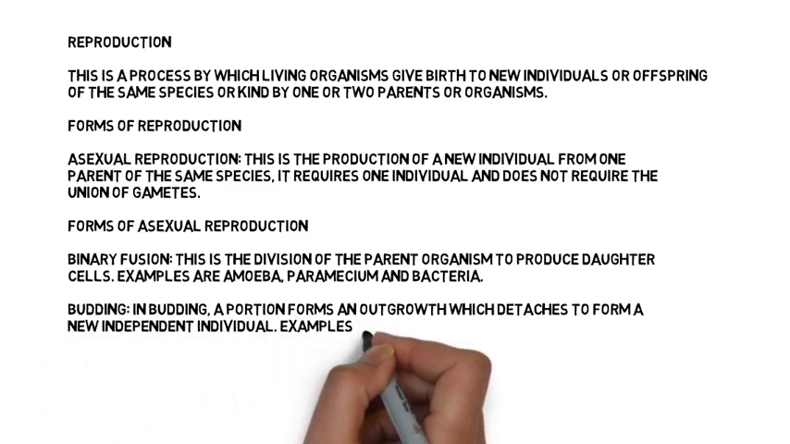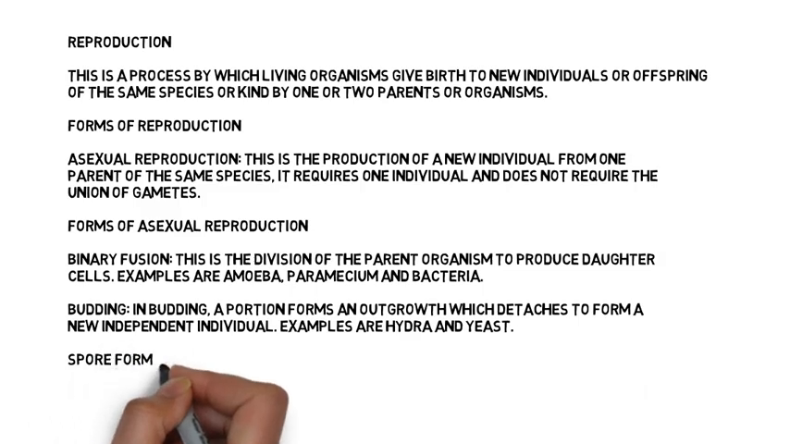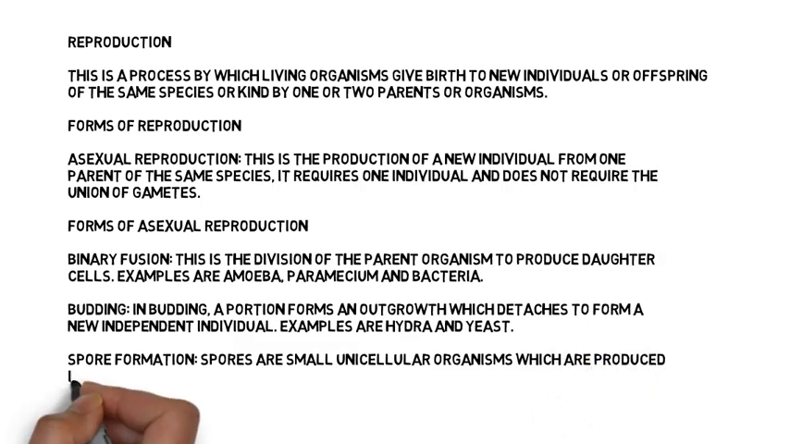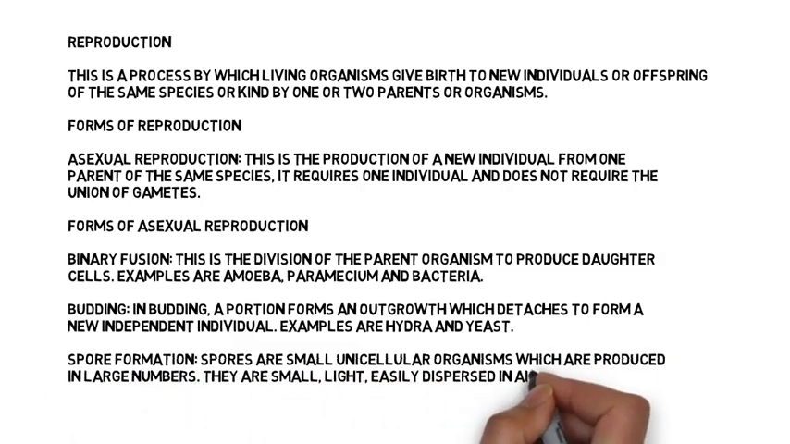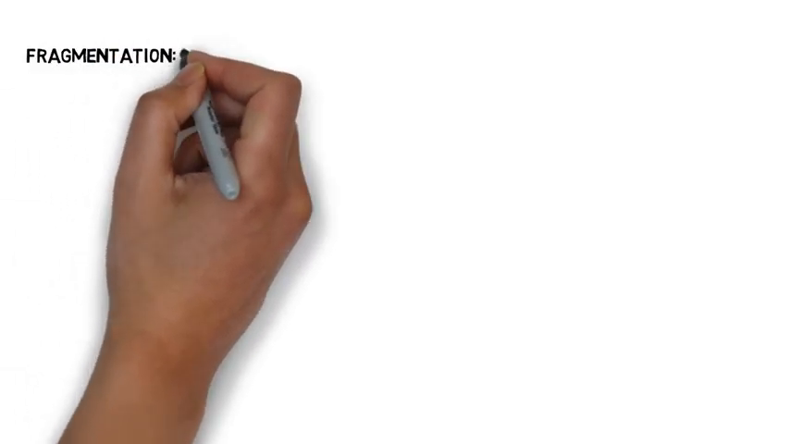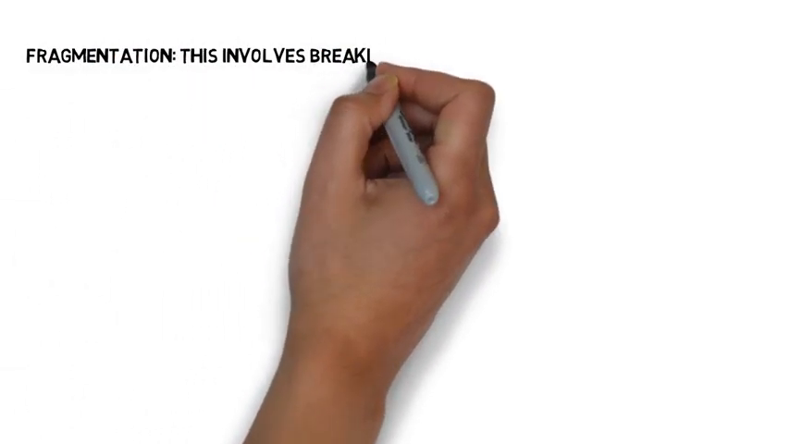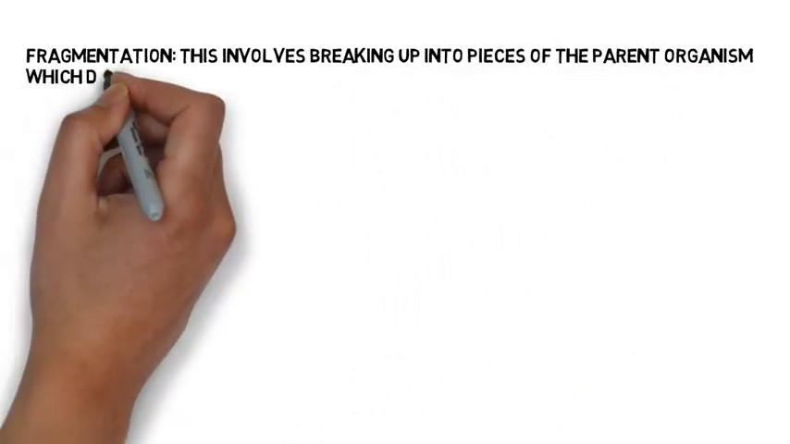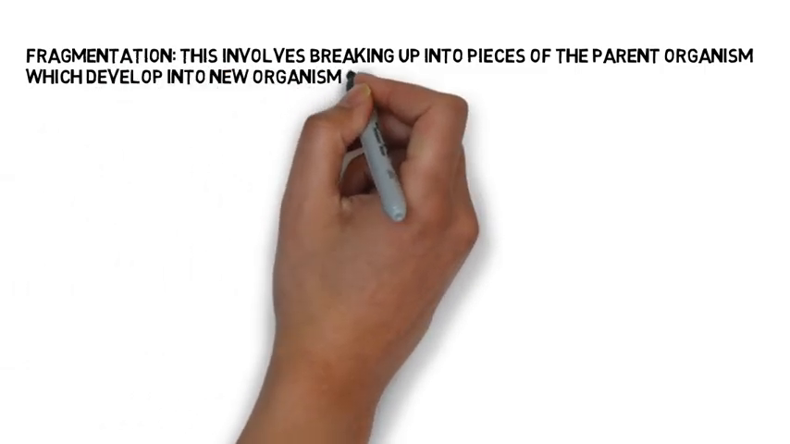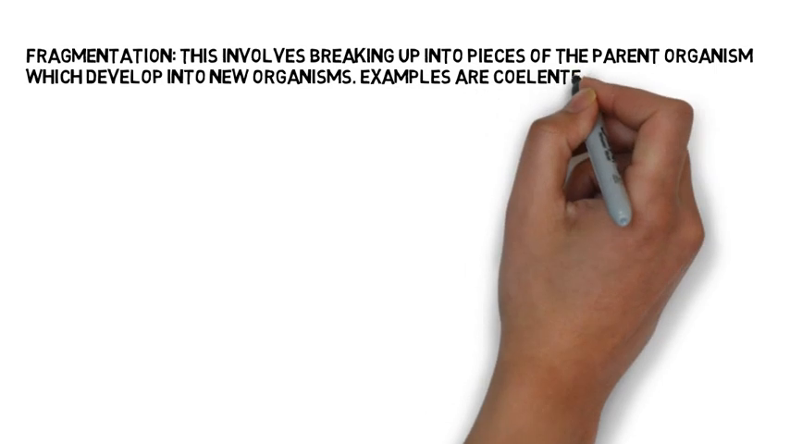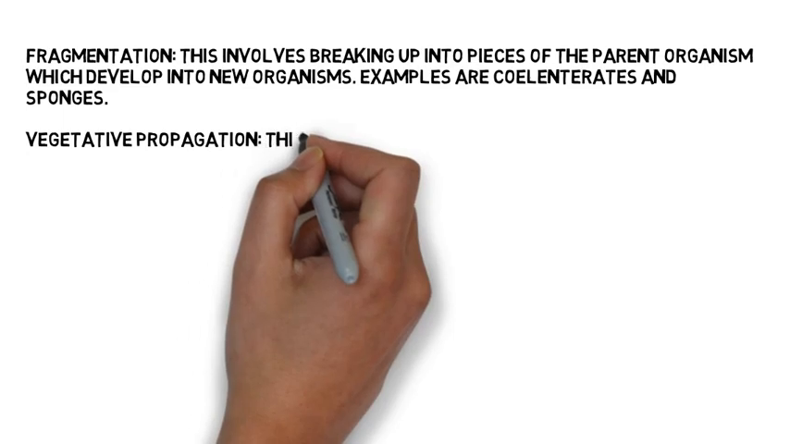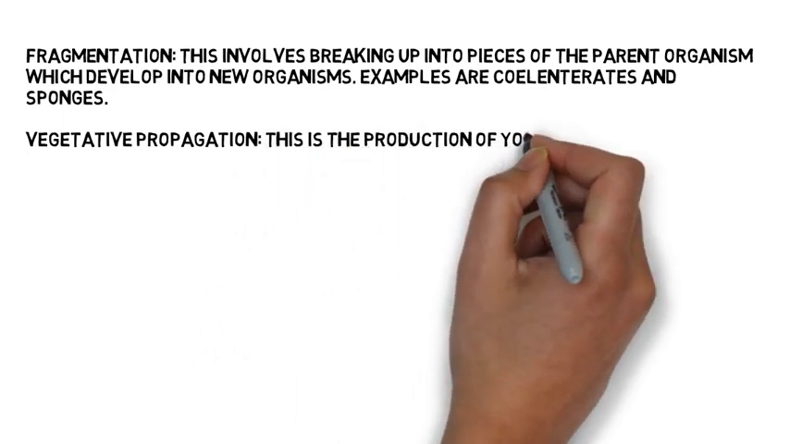3. Spore formation. Spores are small unicellular bodies which are produced in large numbers. They are small, light, and easily dispersed in air. Examples are algae, fungi, and germs. 4. Fragmentation. This involves breaking up into pieces of the parent organism which develop into new organisms. Examples are coelenterates and sponges. 5. Vegetative propagation. This is the production of young plants from the vegetative parts of a plant. Examples are roots, stems, and leaves.